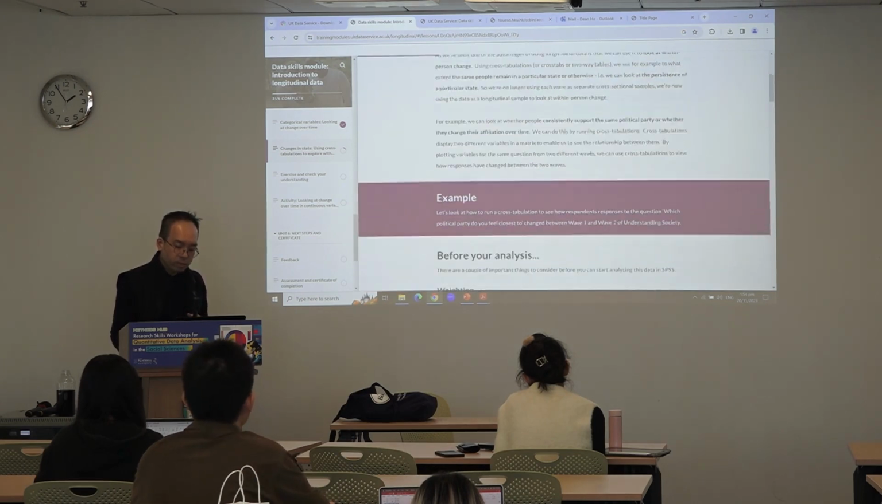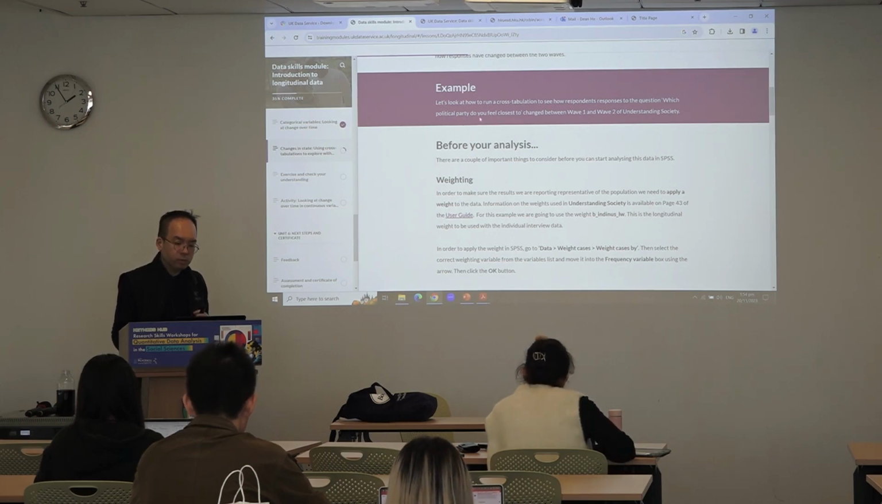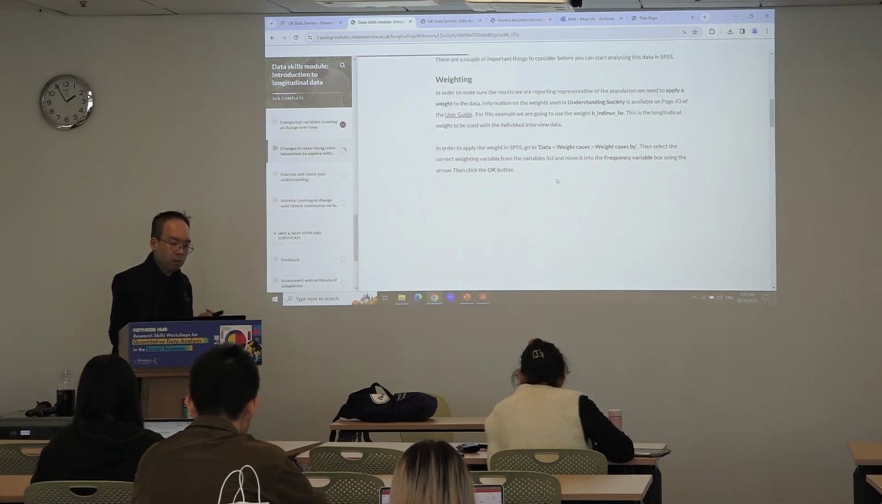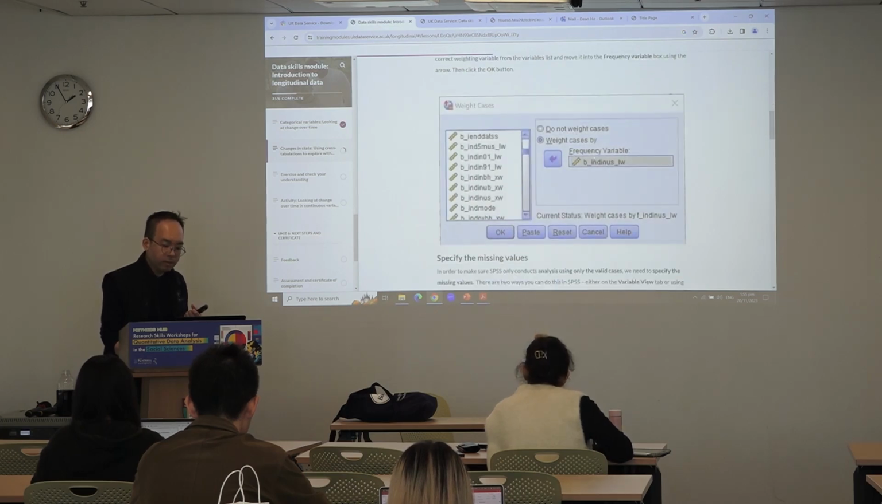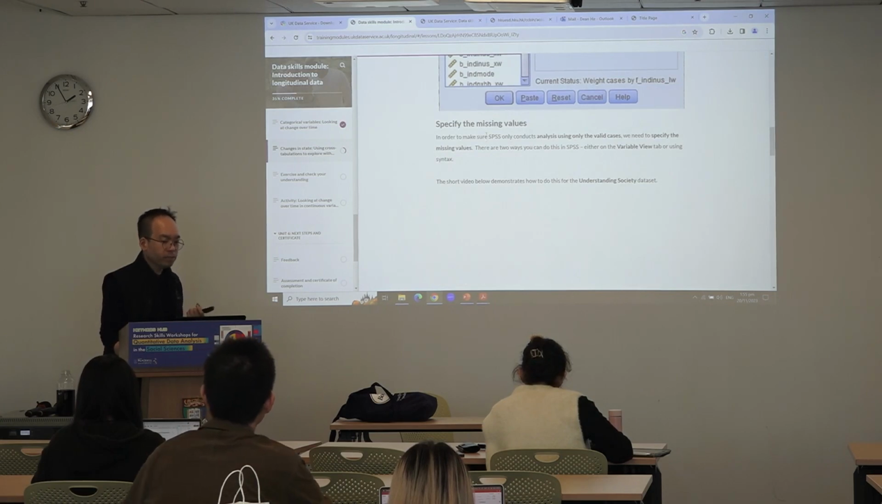So here is an example of cross-tabulation, say how respondents respond to the question, which political party do you feel closest to? Look at the change between wave 1 and wave 2. But whatever you do, you want to weight the sample with a specific weighting variable, and again rationalize why you are weighting by that specific variable. You might be weighting differently, and again, these are repetitive, but you want to specify the missing values.